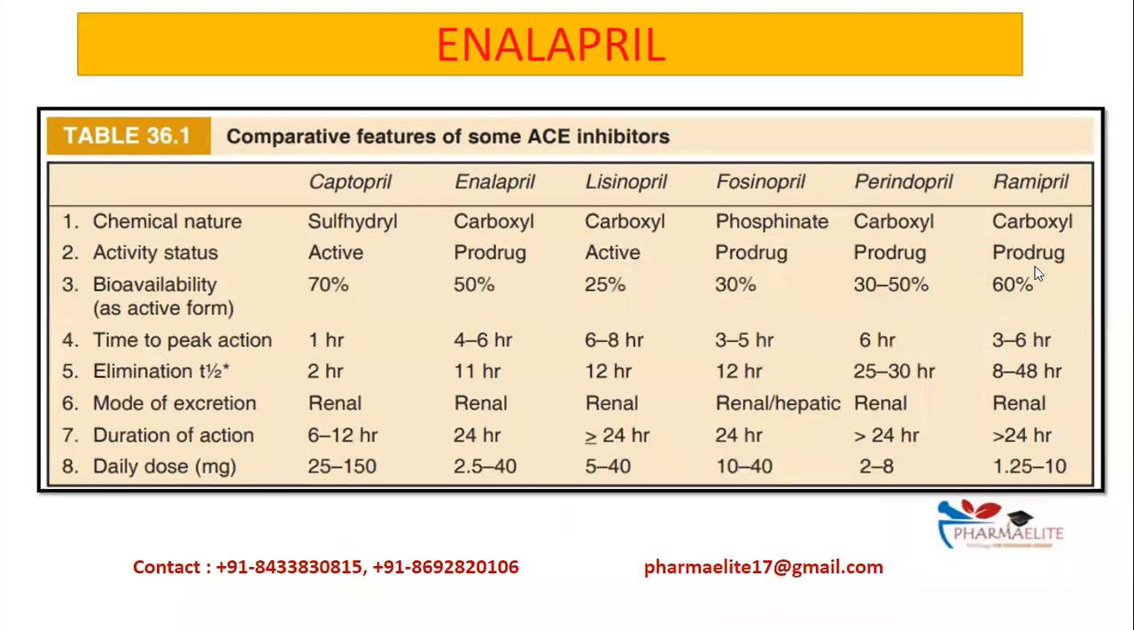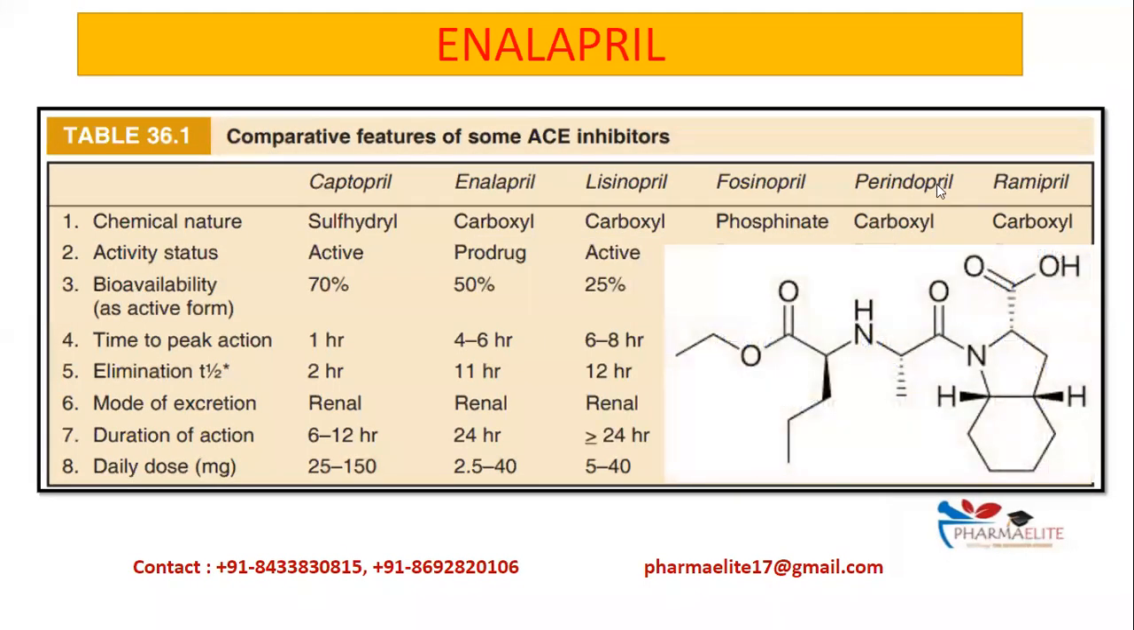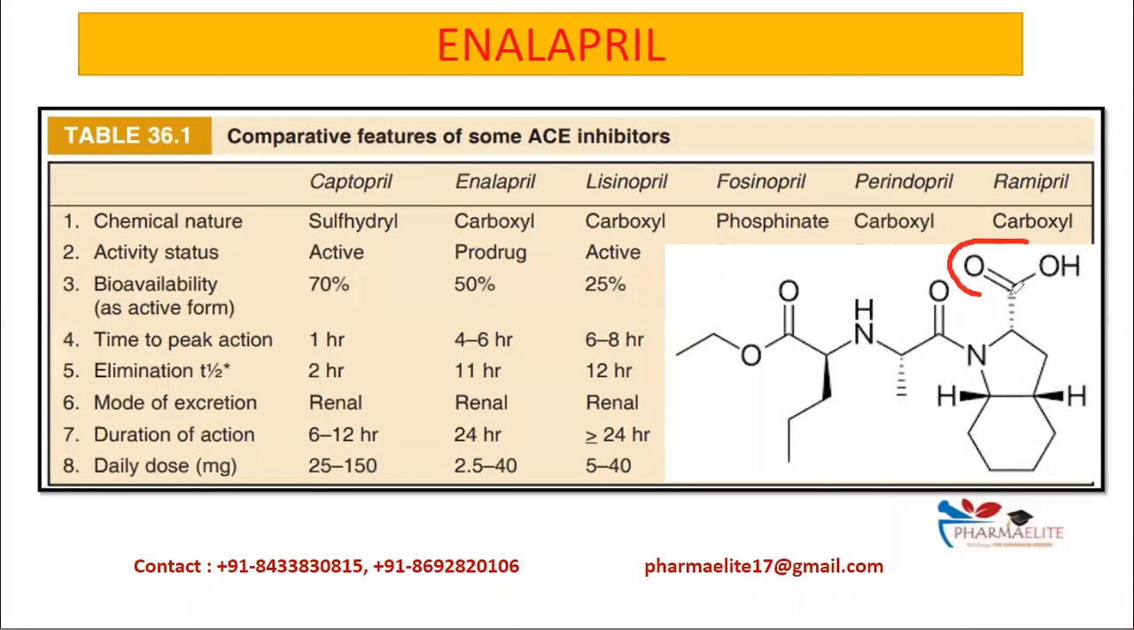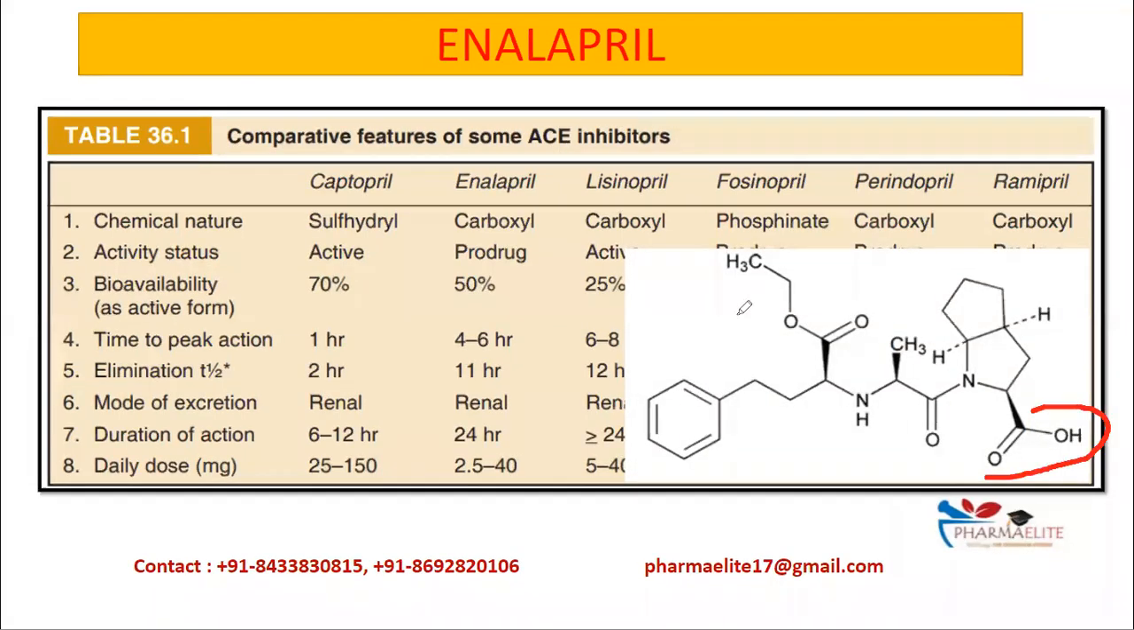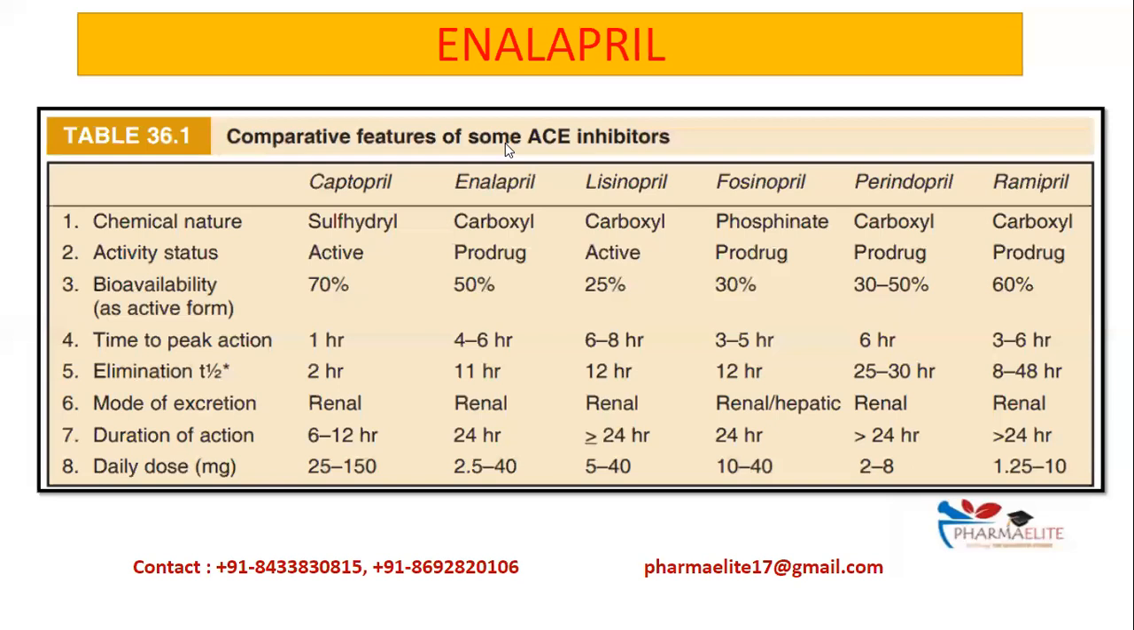Next is perindopril. In perindopril also a carboxyl group is present, which is this C double bond OH, and an ester group is also present here. And lastly, we have ramipril. Even ramipril has a carboxyl group, which is this C double bond OH group present here, and also this ester group is present.